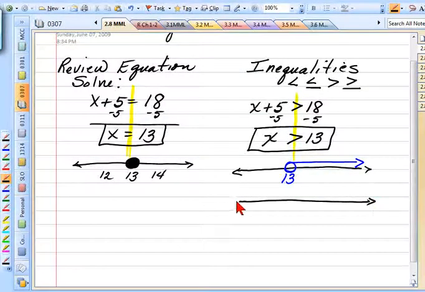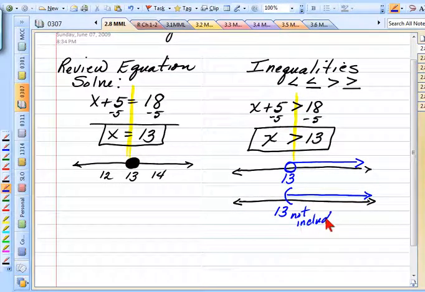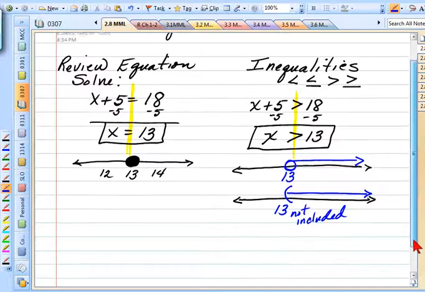way to write that. So the second way I write it is the way you're going to see it in my math lab. We'll still locate 13. We'll still be talking about all values that are greater than 13. But to show somebody that 13 is not included, we use a parentheses. So this parentheses means not included. Okay, and in a minute I'll show you what you put if it is included.